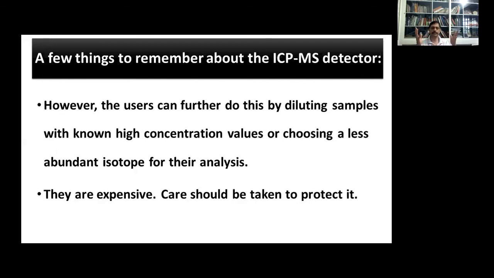I already mentioned this. When the sample is of high concentration, you just dilute it more and more, and then you use it. And also use a good lens system so that the isotopes or any other ions that are reaching are not much abundant. They are less abundant. And these detectors are expensive also. So you have to take all the care to protect them.